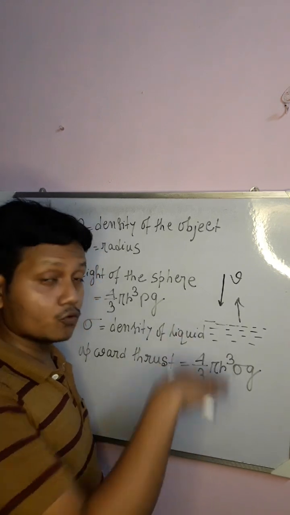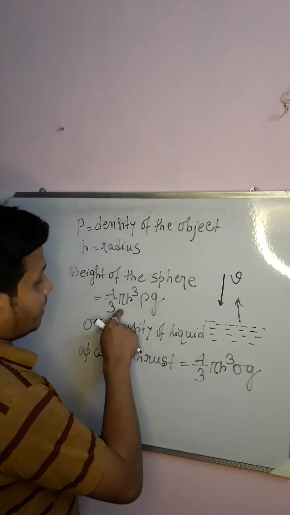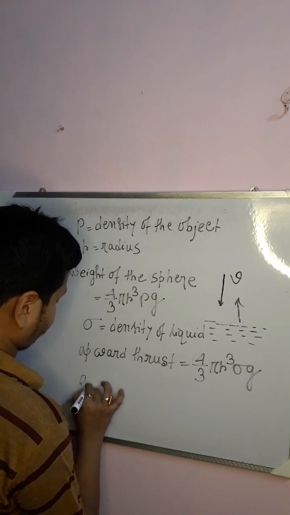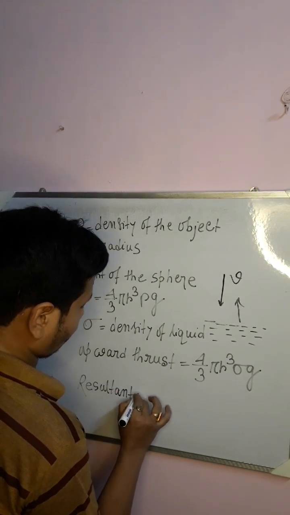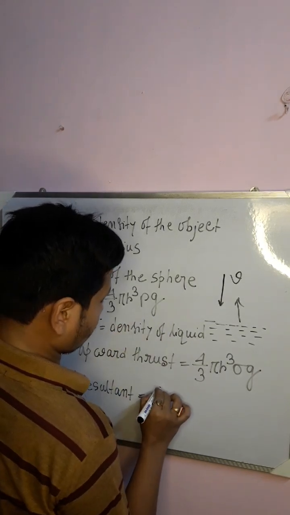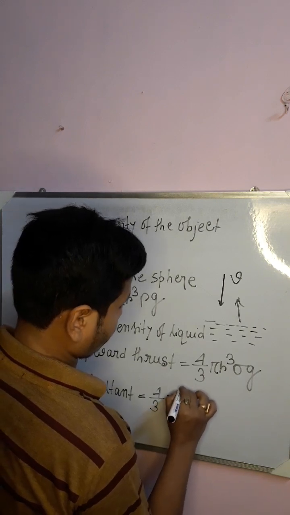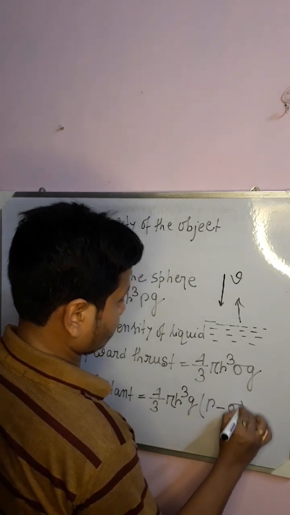So what will be their resultant? Their resultant is this minus this. So if we subtract this from this, then what do we get? This is 4/3 pi r cube g into (rho minus sigma).